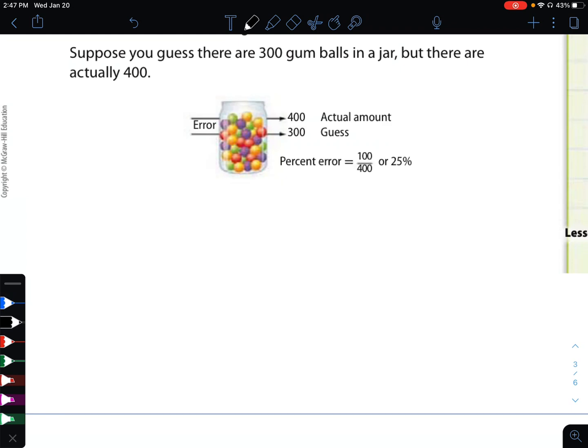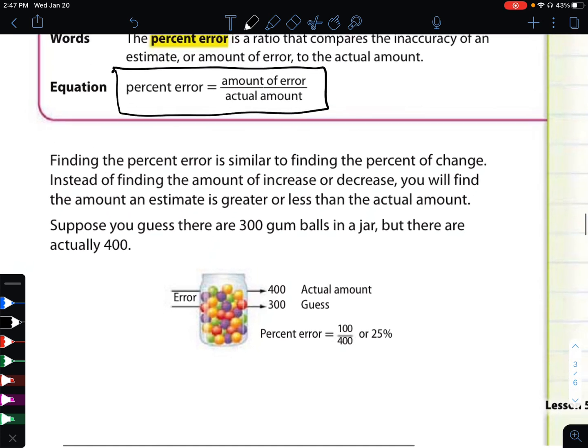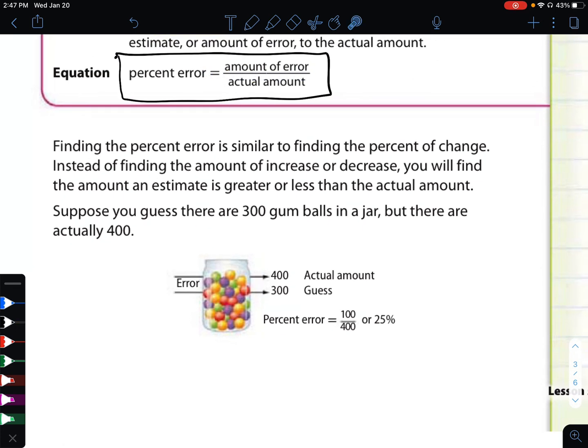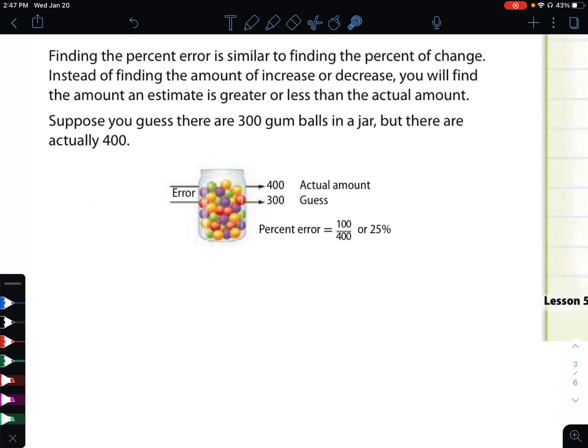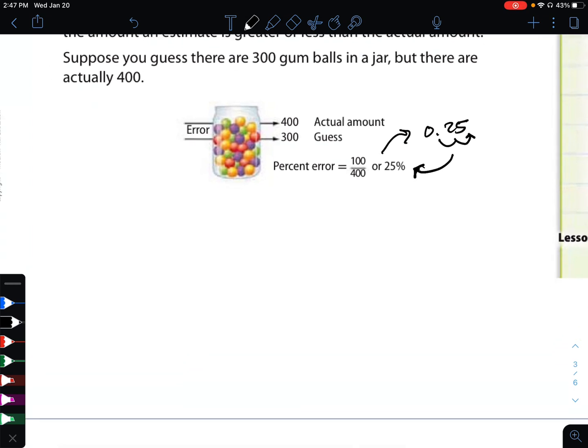So your percent of error is 100 over 400, which is the amount of error, the difference between the two, which is 100, over the actual amount, which is 400 gumballs. So 100 over 400 will give you 0.25. As a decimal, move it 2 spaces to the right, and that will give you 25%. And that's how you got 25% in this particular instance. Okay, so let's take a look at the next example.